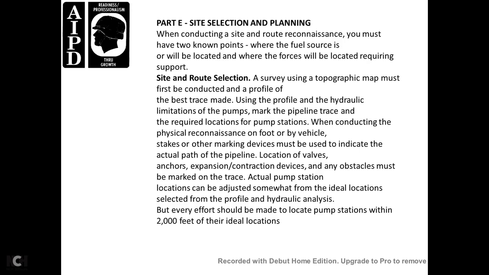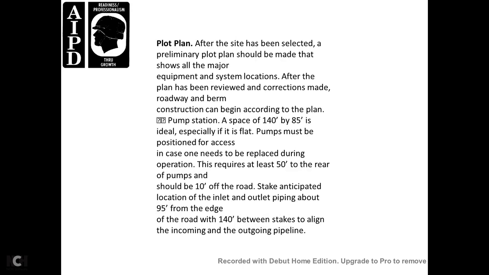Actual pump station location can be adjusted somewhat from the ideal location selected with the profile hydraulic analysis, but every effort should be made to locate the pump station within 2,000 feet of the ideal location. Plot plan. After the site has been selected, a primary plot plan should be made that shows all the major equipment locations. After the plan has been reviewed, corrections made, roadway and berm construction can proceed according to the plan.